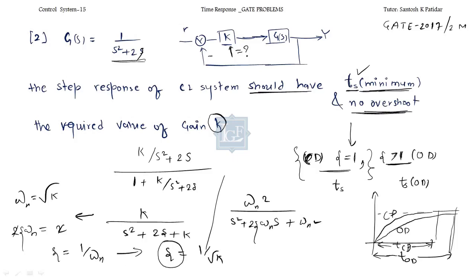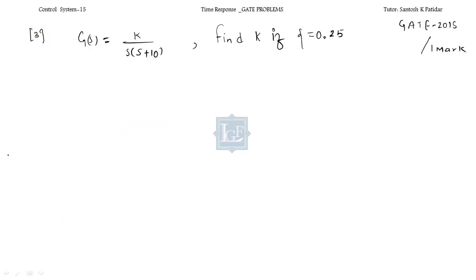Now what is the condition? Your zeta should be 1. If your zeta is 1, what is the k they are asking? So when you keep 1 over here, you will get k equal to 1, correct? So this will be your answer, k equal to 1. I hope it's clear to you.